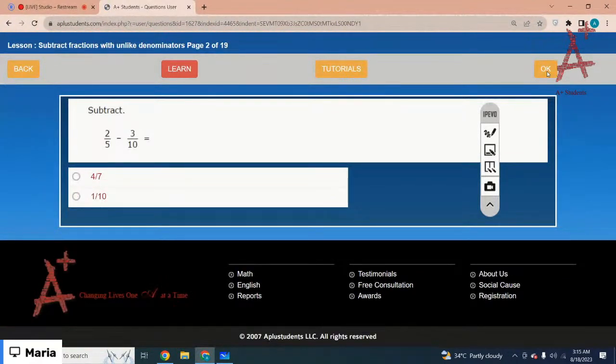The next one is 2 by 5 minus 3 by 10. So which is the correct option? You can see you are given two options. They are 4 over 7 and 1 over 10. Great, but you have to do them in your notebook and you can just write down the answers here, right? So 2 by 5 minus 3 by 10 equals, which is the correct option? 4 by 7 or 1 by 10?